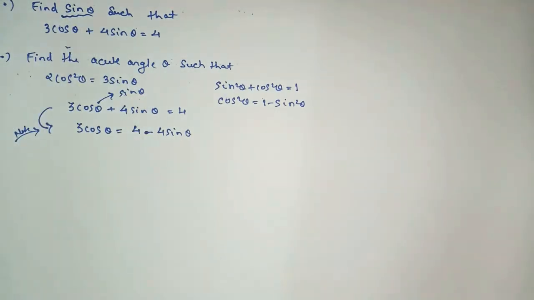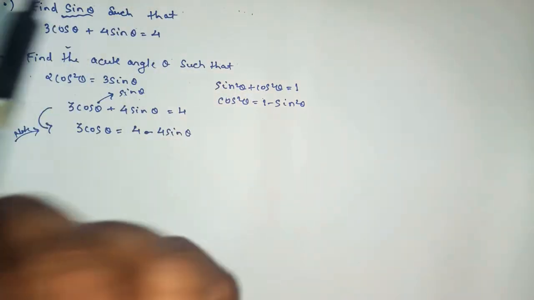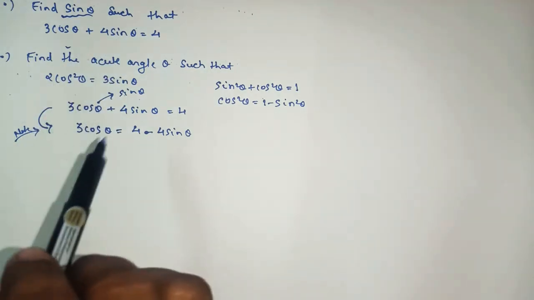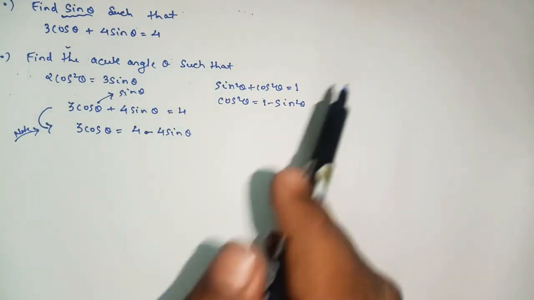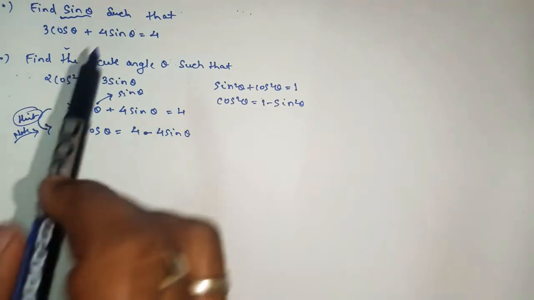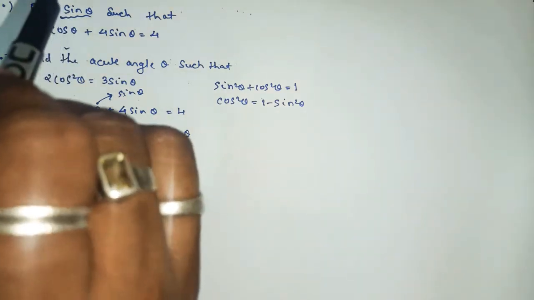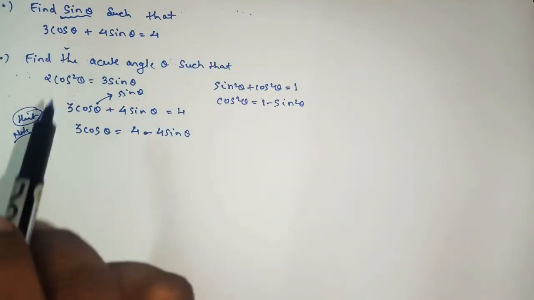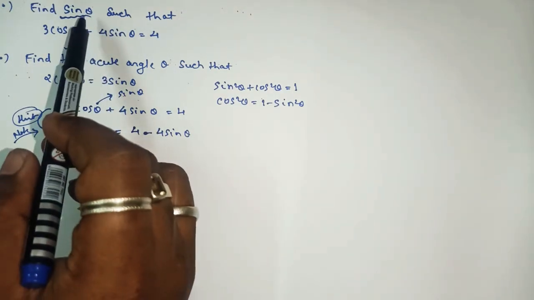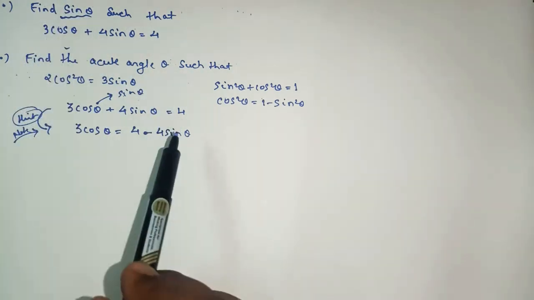If you want to find sine, see to it that you keep cos on one side and sine and the remaining numbers on the other side. Suppose in this question it says that you have to find cos, then you will keep sine on one side and bring cos and the remaining numbers to the other side. So this is the hint we can say. In simple language I will explain: if you want sine, bring sine and the number to one side. If you want to find cos, bring cos and the number to one side.